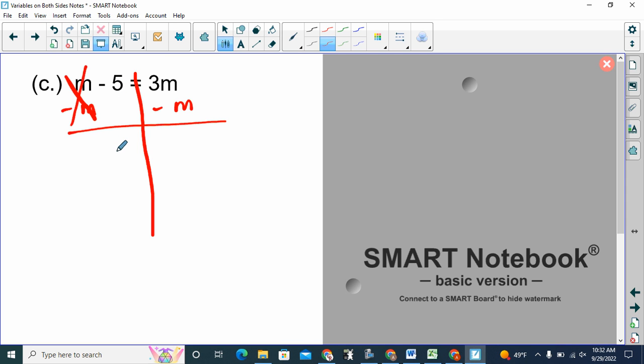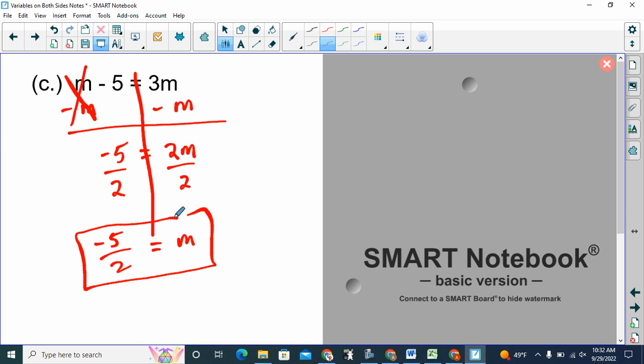The negative 5 comes down. When you move the 5 down, don't forget about the minus sign with it. 3m minus 1m is 2m. And divide both sides by 2. 5 divided by 2 does not come out even. It cannot be reduced. That is our answer, negative 5 over 2.